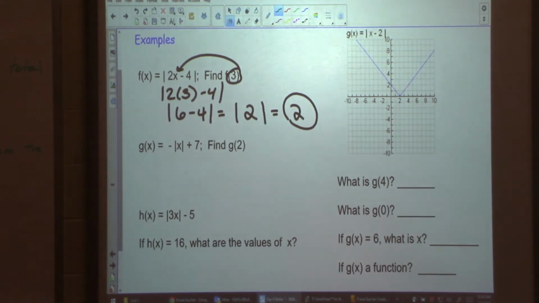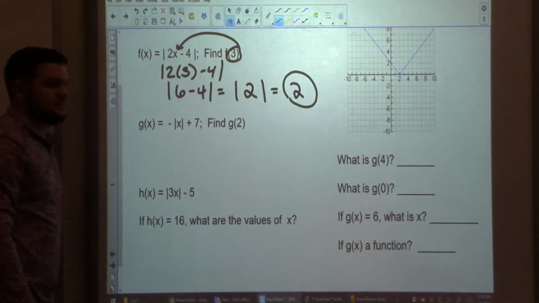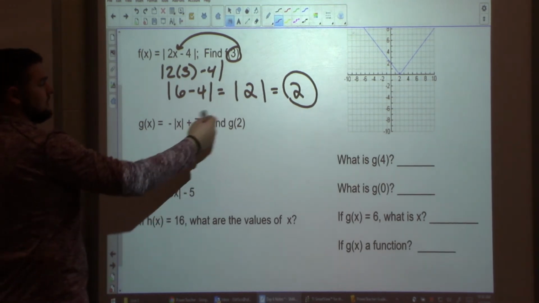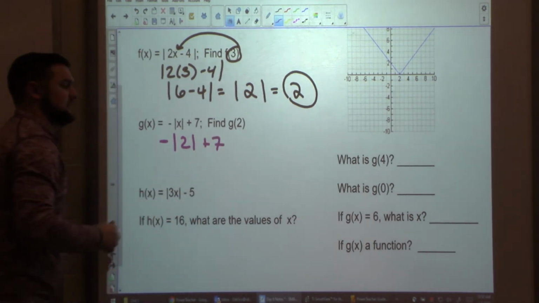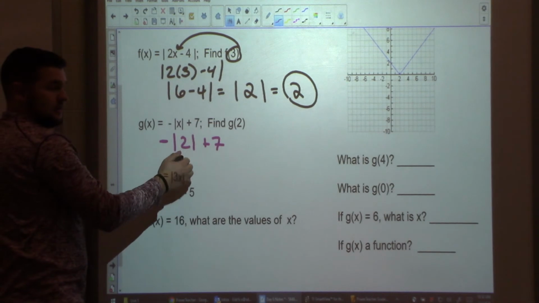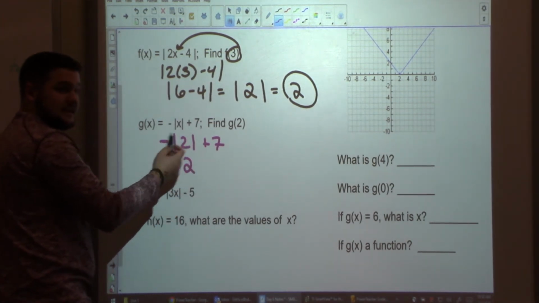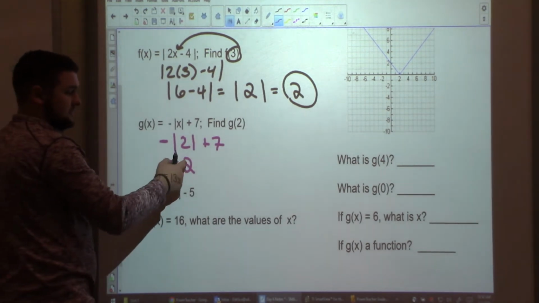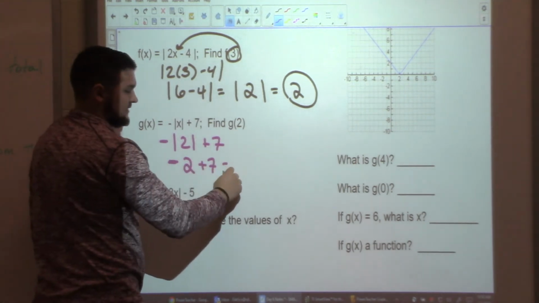Okay, let's try another one. G of x equals negative absolute value of x plus 7. Find g of 2. Same thing. Take 2, plug it in for x. So negative absolute value of 2 plus 7. Well, look at my absolute value. I have one number in there, right? So I'm going to take the absolute value of it. What is the absolute value of 2? 2. Now this negative still stays, it's not inside the absolute value. So it's negative 2 plus 7. 5. Good.